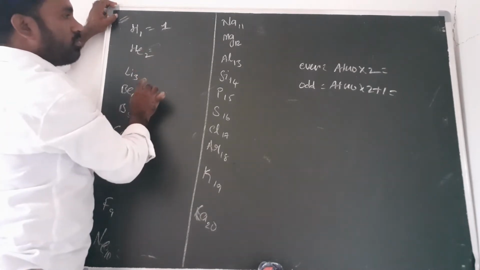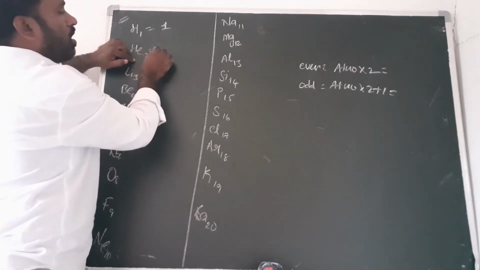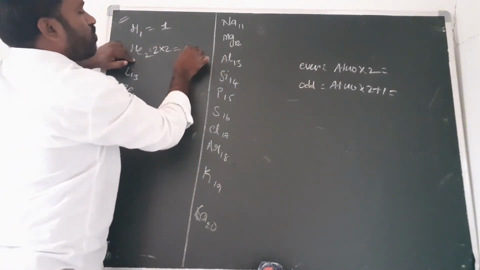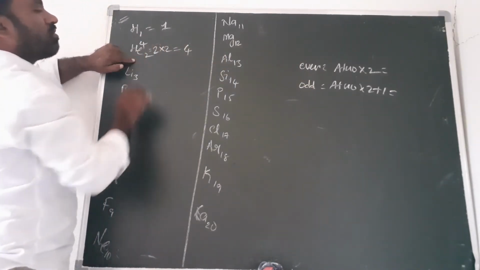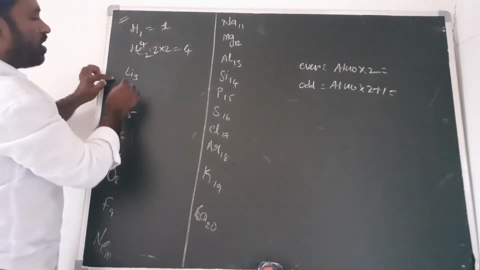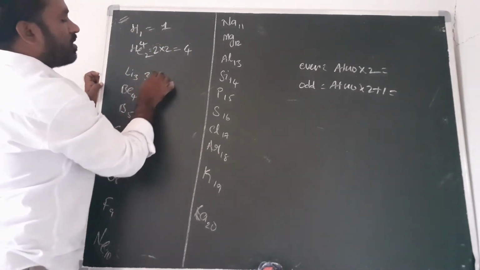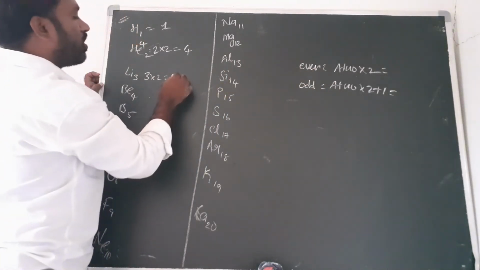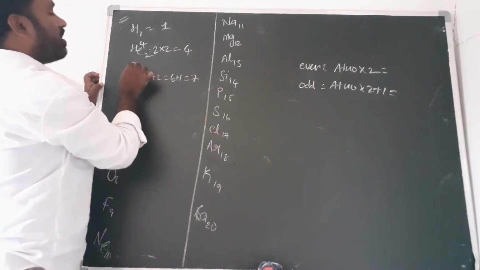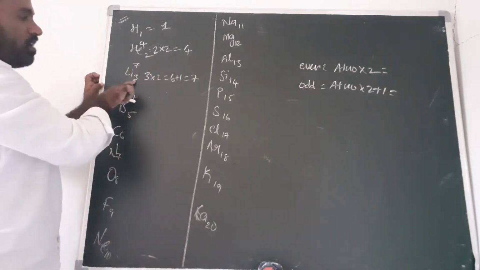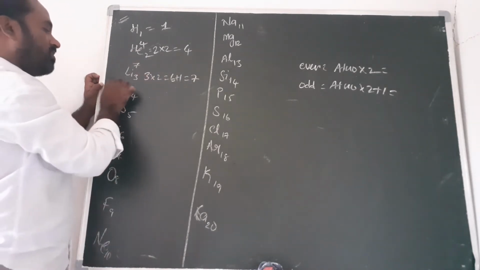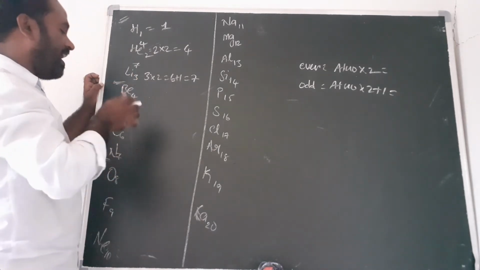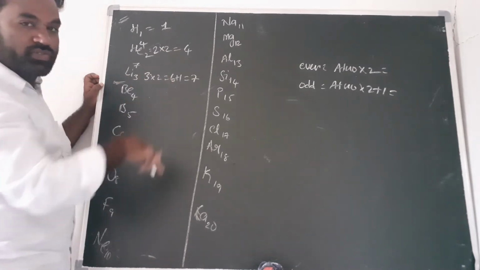Next, for helium, the atomic number is 2. This 2 multiplied by 2 is 4, so helium's mass number is 4. For lithium, the atomic number is 3. 3 twos are 6. It is odd, so we have to add one more, plus 1, that is 7. So lithium's mass number is 7. Beryllium and nitrogen are a little exceptional here. I'll explain that after completing these 20 elements.